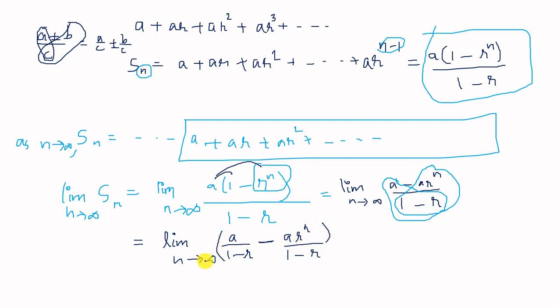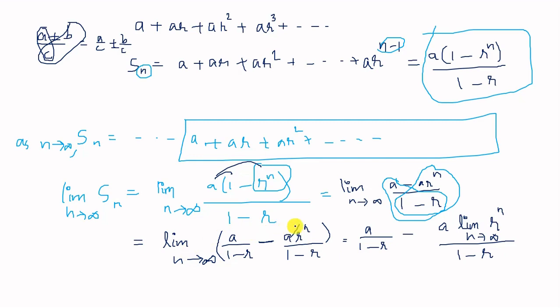Now this is n tends to infinity. The only term containing n is this, so put the limit directly here. So this will be a by 1 minus r. Because this is limit n tends to infinity, it cannot be applied in the first term. It can be only applied for r raised to n. So I am writing it there: minus a into limit n tends to infinity r raised to n by 1 minus r. Hope you understand, because limit n tends to infinity can be applied for the term containing n only.